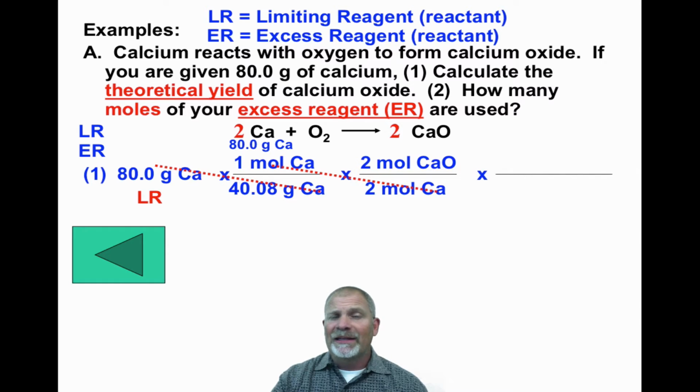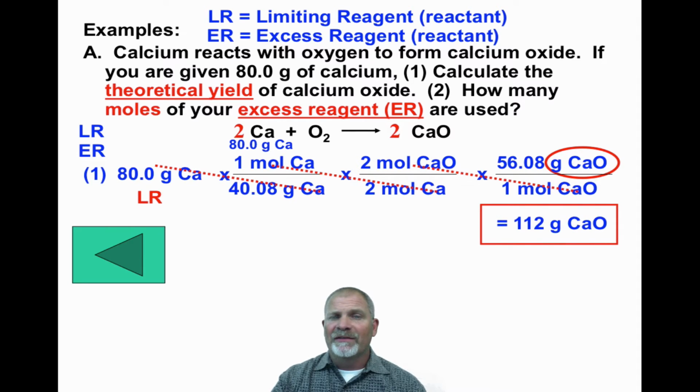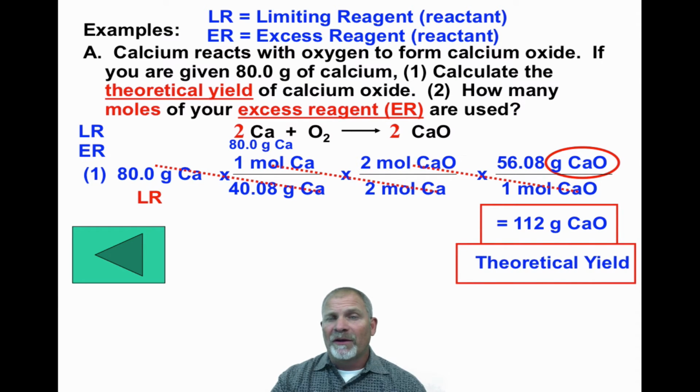The last step is I need to get from moles of calcium oxide out to mass, once again using molar mass. I know that 1 mole equals 56.08 grams, so I can put moles over grams or grams over moles. But in this situation I need my moles to cancel out, so I put moles over grams because I'm moving towards grams of calcium oxide. Mathematically, all I do is multiply across: 80 times 2 times 56.08 divided by 40.08 divided by 2 equals. My answer will have 3 sig figs because of the 80. That's what we call your theoretical yield. That's the maximum of that product that can be formed in calculation.